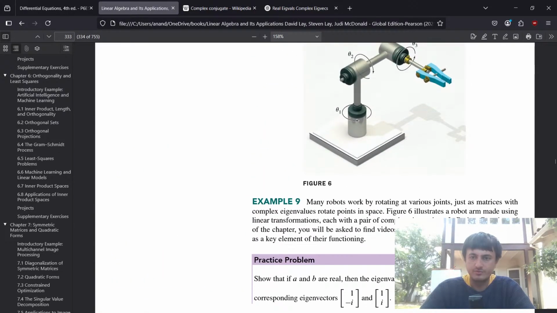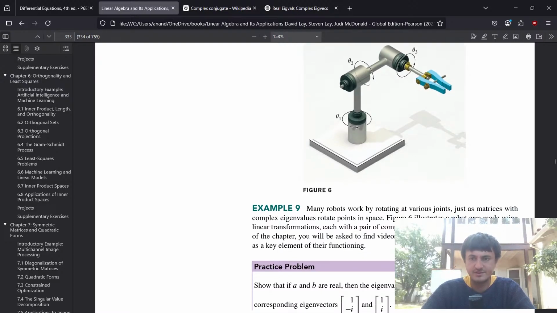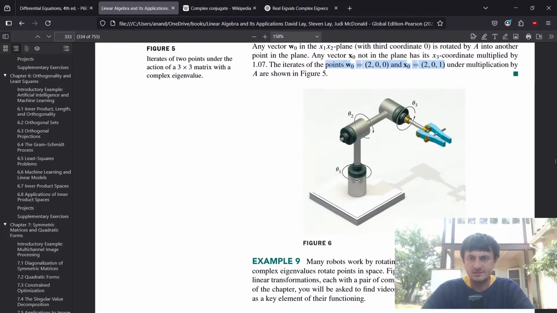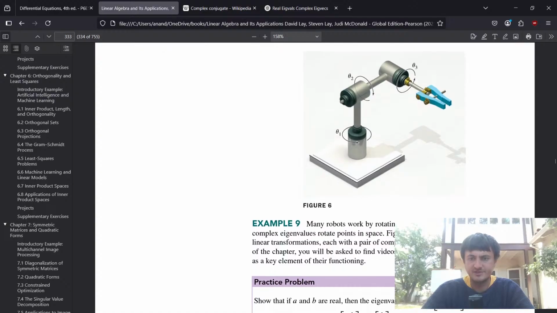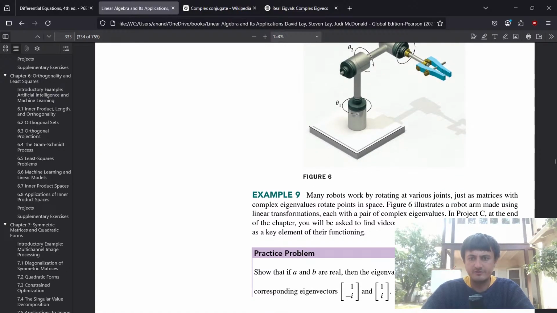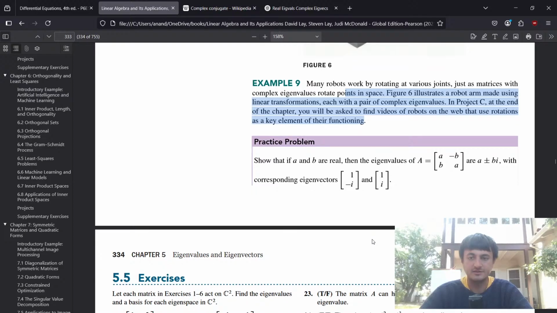Many robots work by rotating at various joints, just as matrices with complex eigenvalues rotate points in space. Figure 6 illustrates a robot arm made using linear transformations, each with a pair of complex eigenvalues. In Project C, at the end of the chapter, you'll be asked to find videos of robots on the web that use rotations. Okay, that's not even that. That's really kind of just hacked in there, isn't it?